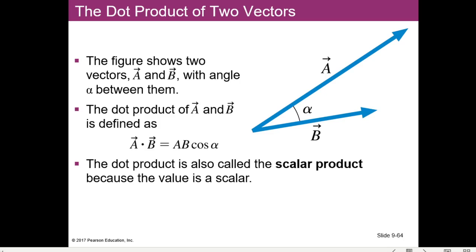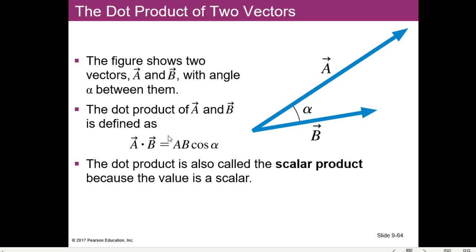All right, let's talk dot product. All right, so what's the dot product? Well, the first definition of dot product that we're going to use is that the dot product of A with B is the magnitude of A times the magnitude of B times the cosine of the angle between them, also called a scalar product. All right? Make sure that we're using the angle that's between those two vectors.